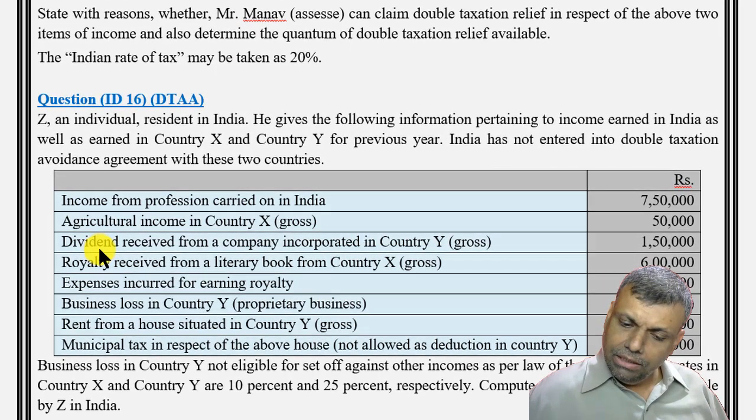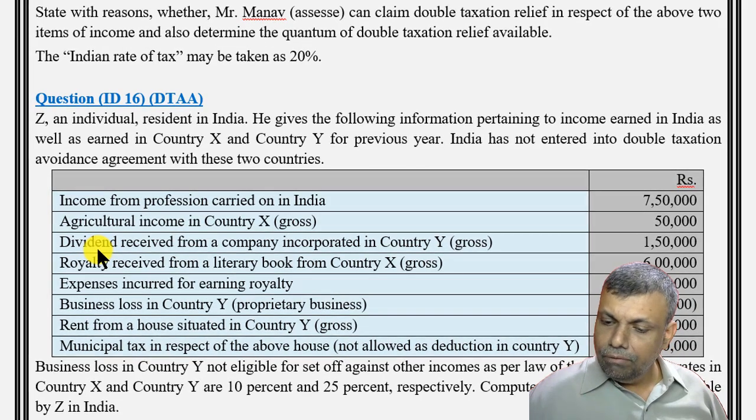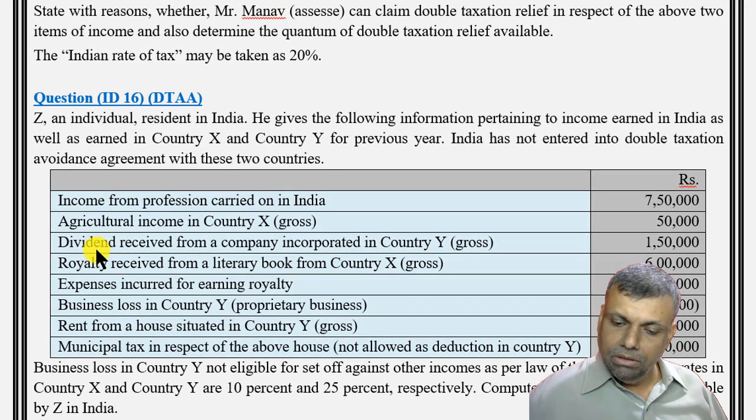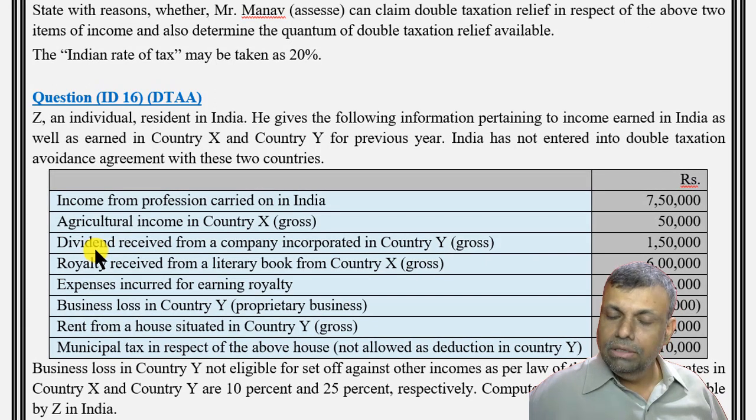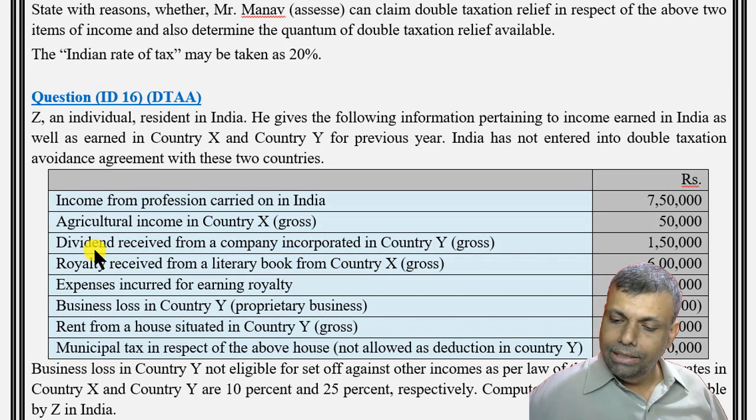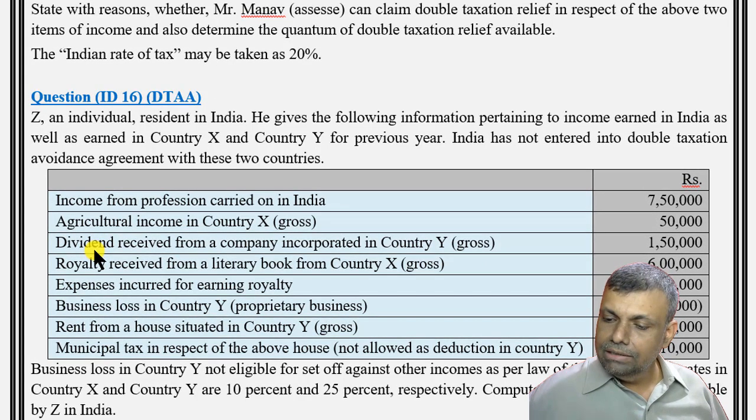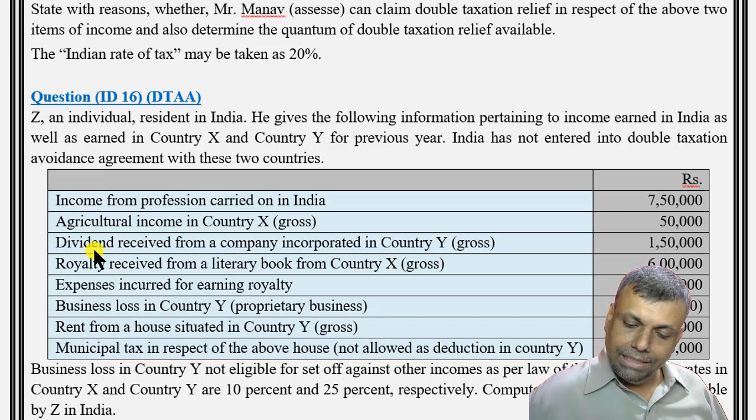Z, an individual resident in India, gives the following information pertaining to the income earned in India as well as earned in country X and country Y for the previous year. India has not entered into a double taxation avoidance agreement with these two countries. Income from profession carried on in India, 7,50,000. Agricultural income in country X, gross 50,000. Dividend received from company incorporated in country Y, 1,50,000. Royalty received from literary book from country X, gross 6 lakhs.